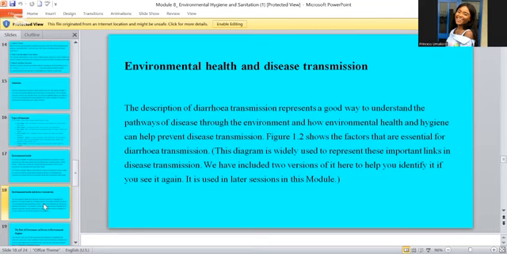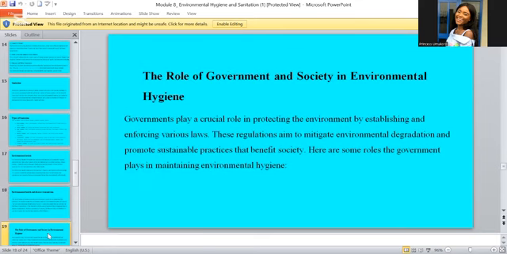Now, let us look at the environmental health and its relationship with disease transmission. The description of diarrhea transmission presents a good way to understand the pathways of diseases through the environment and how environmental health and hygiene can help prevent disease transmission. In all of this, what role does the government and society play in environmental hygiene?